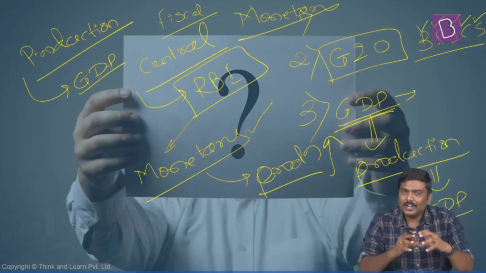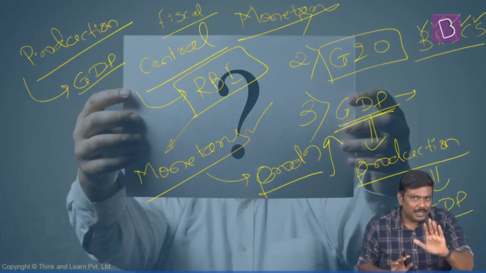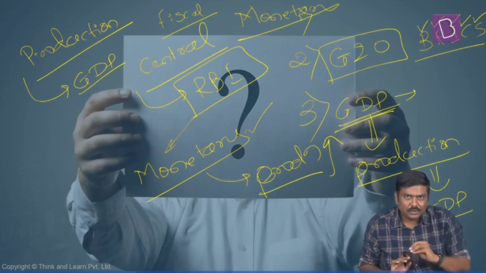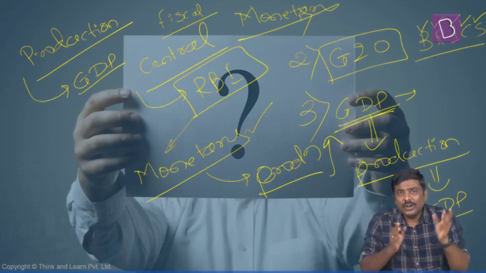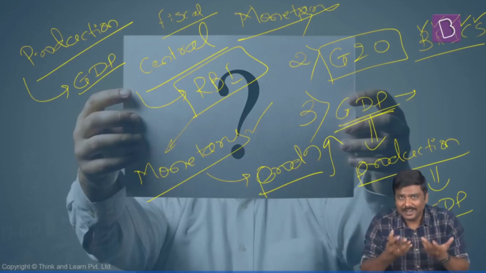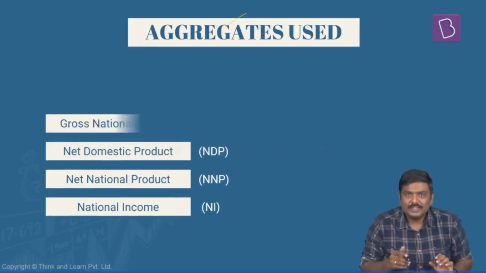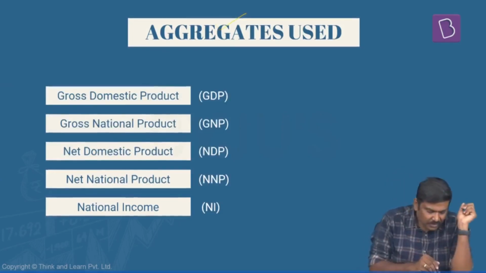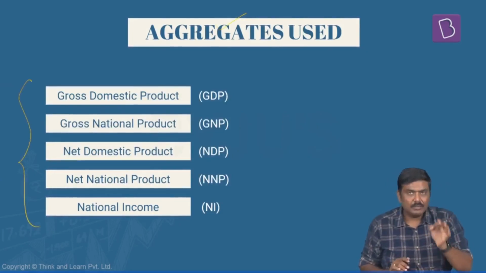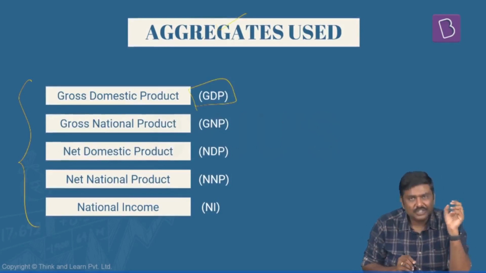Now, I know that I have not yet covered the concept of GDP. Please hold on to it. I'm just trying to tell you the introductory points related to why we actually measure these particular aggregates. What are the different aggregates which are used? There are 5 different aggregates, but out of these, the most important aggregate for you will be GDP.